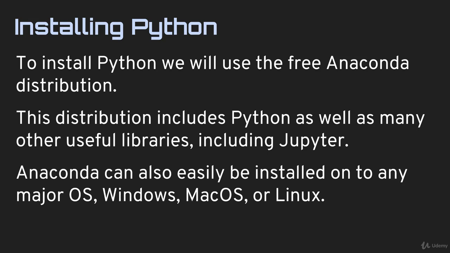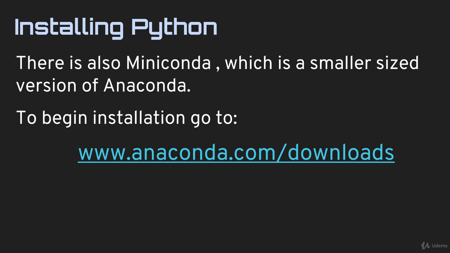To install Python, we will use the free Anaconda distribution. This distribution not only includes Python, but it also has many other useful libraries, including the Jupyter Notebook system and even the Spyder development environment. Anaconda can also easily be installed onto any major operating system, including Windows, macOS, or Linux. There's also Miniconda, which is a smaller sized version of Anaconda in case you don't want to install or download such a large file. To begin installation, go to www.anaconda.com/downloads. Let's head to that website and walk you through the installation process.